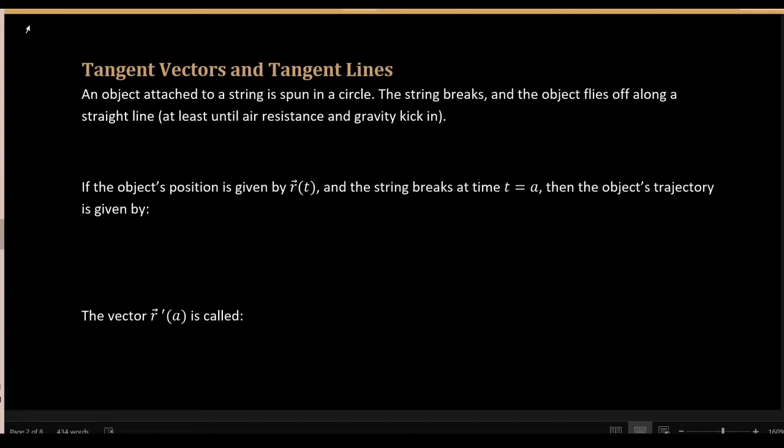Now suppose that all of a sudden the string breaks. When the string breaks, the object is going to fly off in a trajectory that resembles a straight line.